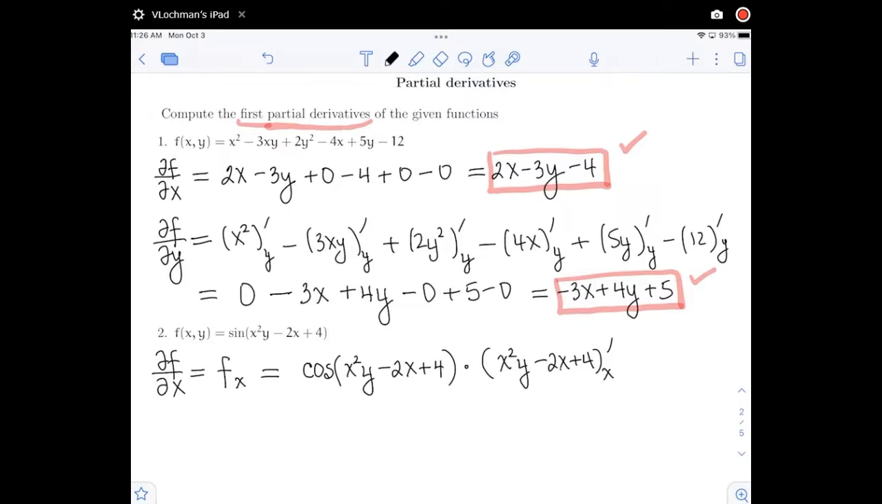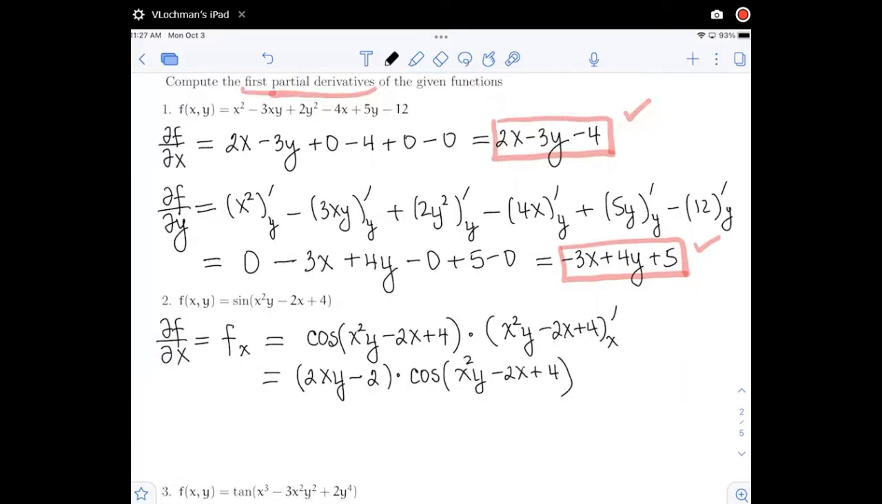Okay, a couple of answers. We got 2xy minus 2. Okay, so I'm going to put it up front, to distinguish between the argument of cosine and that this expression is separate, right? So that would be 2xy minus 2 times cosine of x squared y minus 2x plus 4. Okay, good.